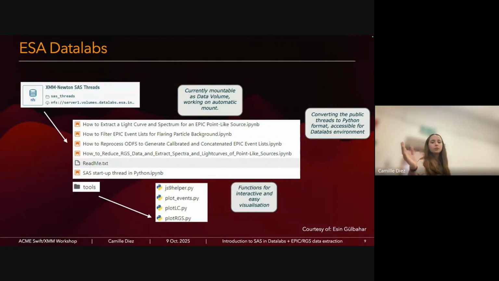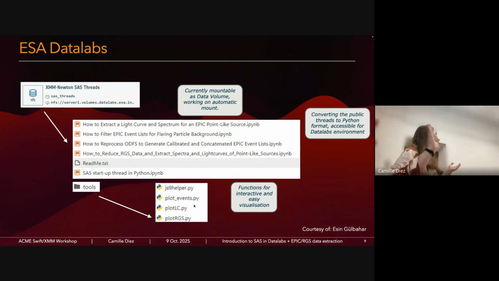Okay, so this is just like what I showed before already, the different vocabulary that we use, and where you can find the threads. We also have some tools, as I said, JS9. You have also some Python code that was developed by people at ESAC to plot some light curves and to plot the events in an interactive way. So you have these tools available in your folders if you want to use them, for easy visualization and interactive functions.